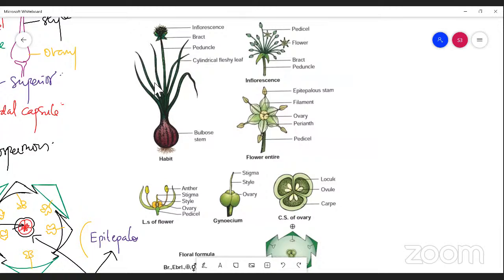Habit is a bulb-like stem, bulbous stem, and that bears a simply herbaceous condition. Talking about root, it is a fibrous root system or adventitious root system because it belongs to monocotyledon. So if the plant belongs to monocotyledon, there should be a fibrous or adventitious root system. Talking about stem, it is a bulbous stem. Talking about leaf, there is a cylindrical fleshy leaf. There is a cluster of leaves originating from the bulbous stem. The leaf is simply a cylindrical cluster of leaves.